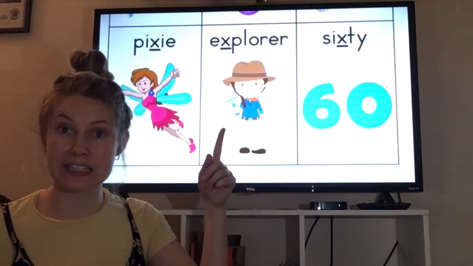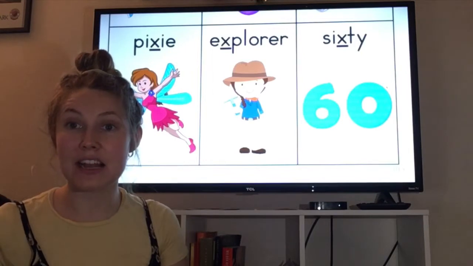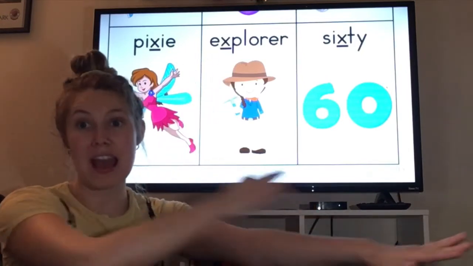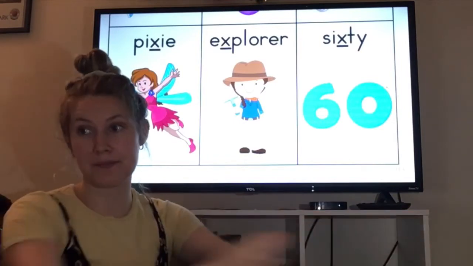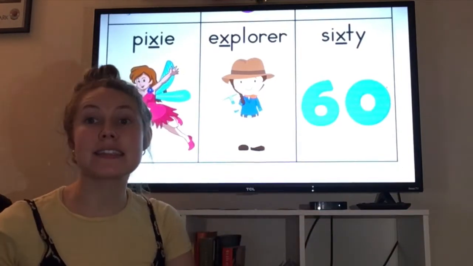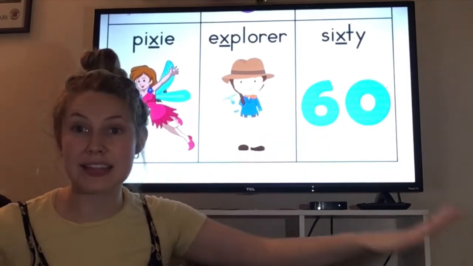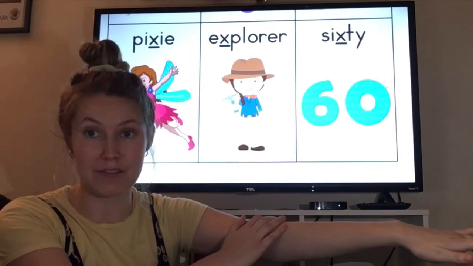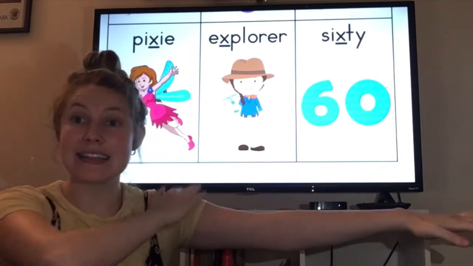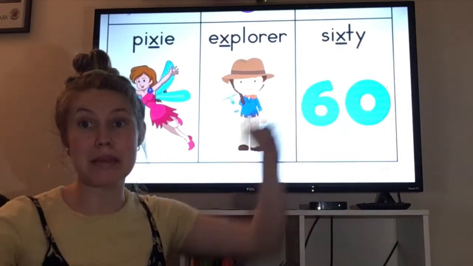Explorer. Explorer has the X sound towards the beginning of the word. Sixty, like the number 60 over here, has the X sound in the middle of the word. The X is in the middle of the word.